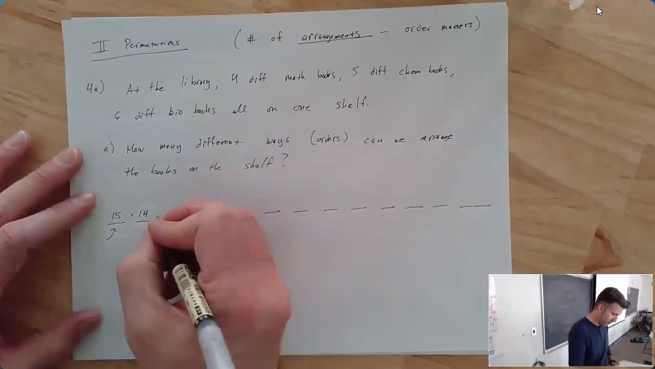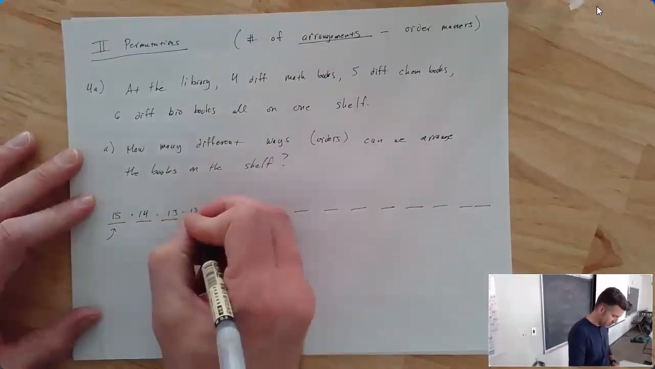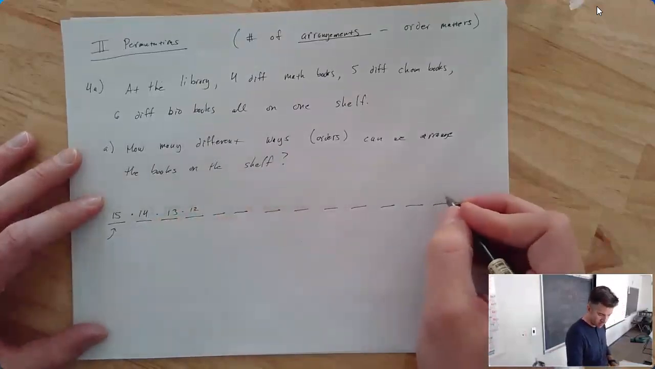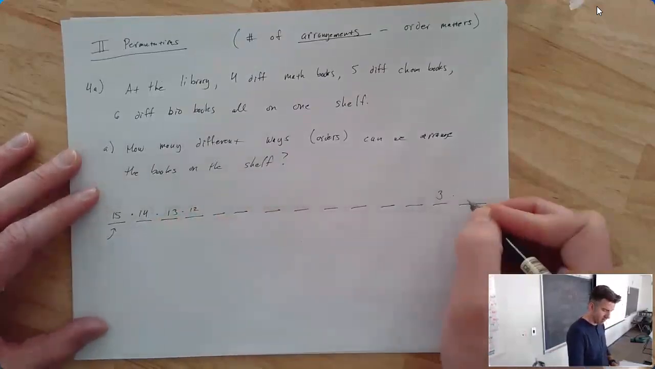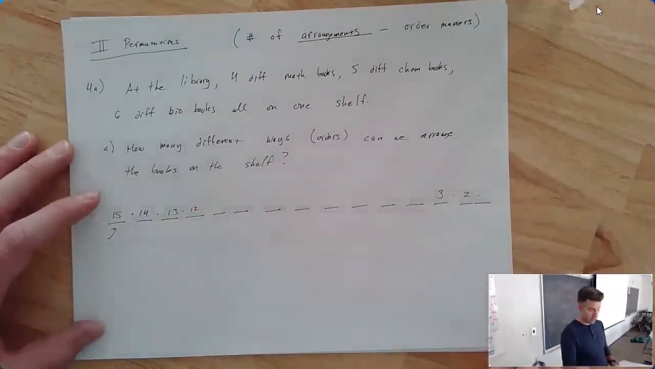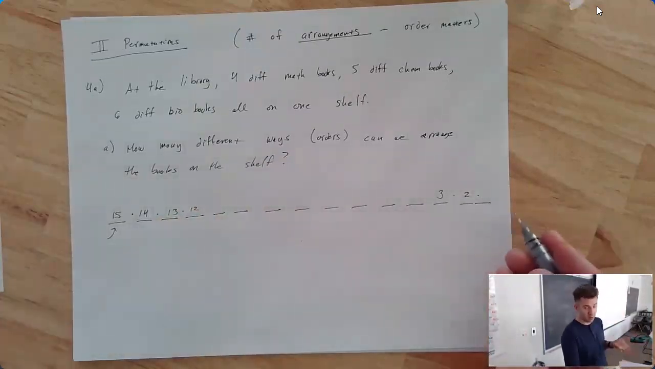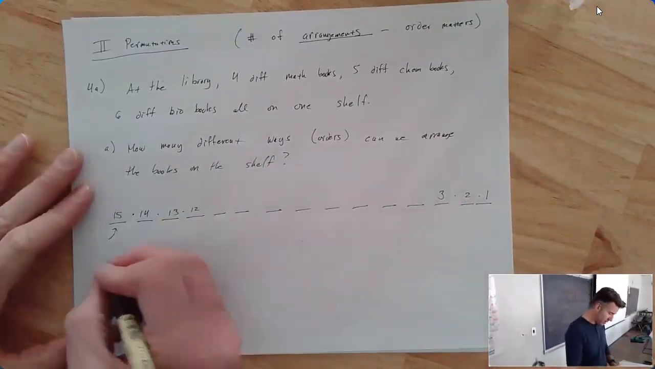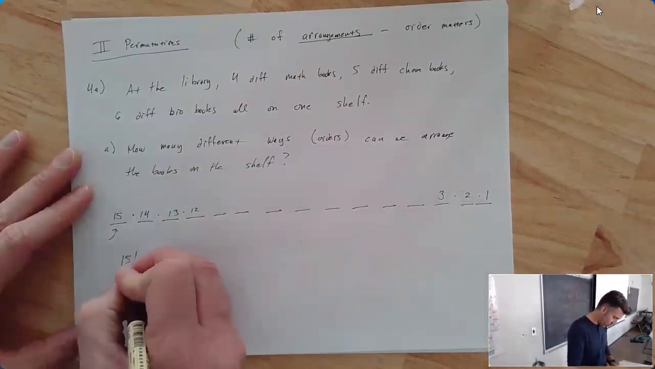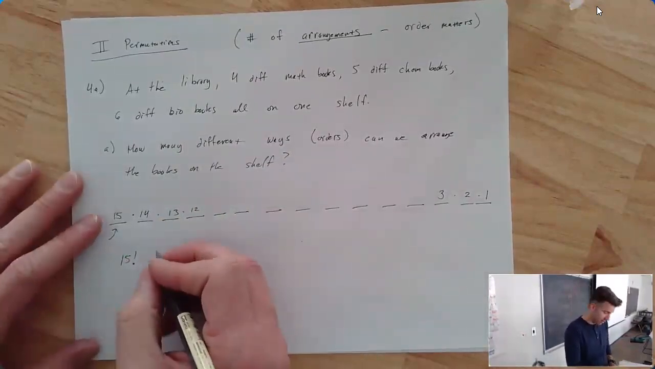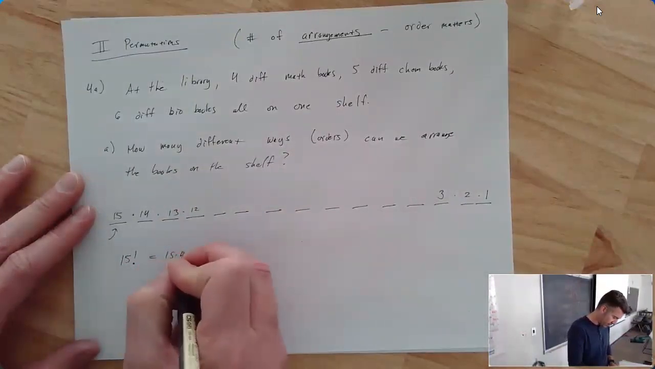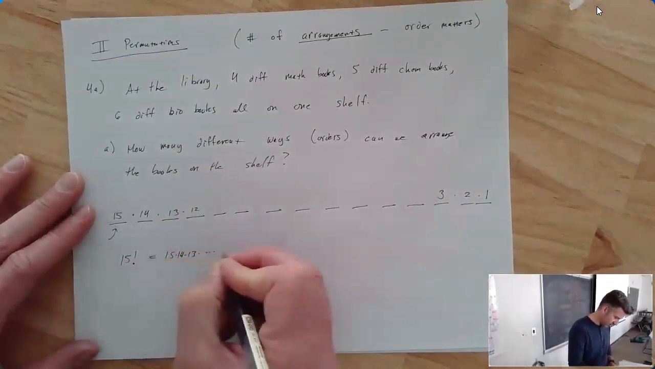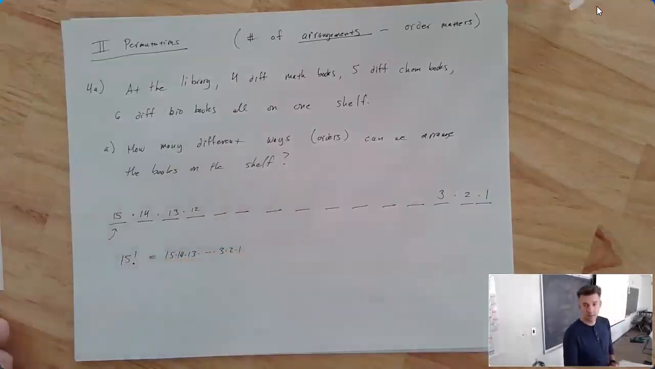And then in my third spot, there are 13, and so on and so on. All the way down to, in my 13th spot, there are 3 choices. In my 14th spot, there were 2 choices. And when I get to the 15th spot, I've chosen every other book. There's only 1 book left, so there's only 1 choice for the last book. So this number, which we typically don't want to write as 15 times 14 times 13 times 12, all that, we usually write as 15 factorial, which means there are exactly 15 times 14 times 13 times all the way down to 3 times 2 times 1 possible arrangements.